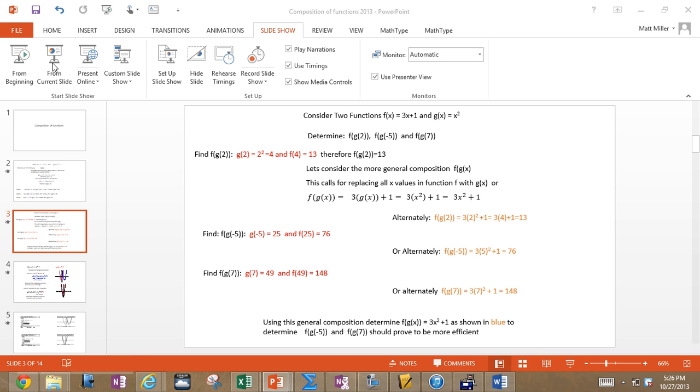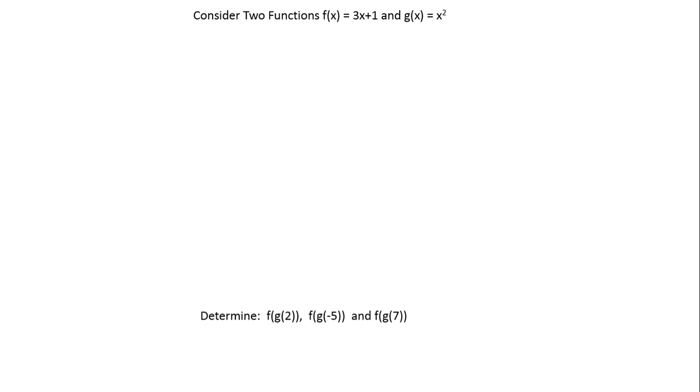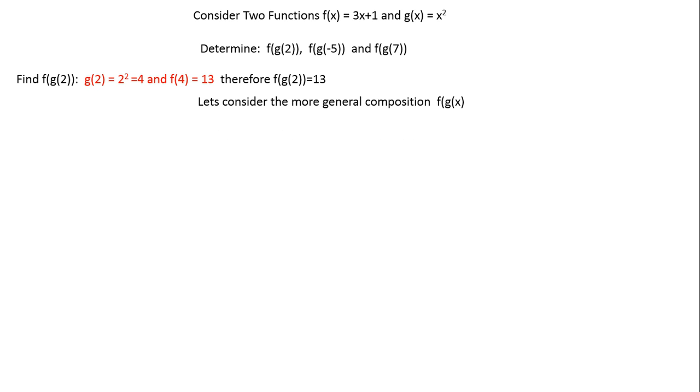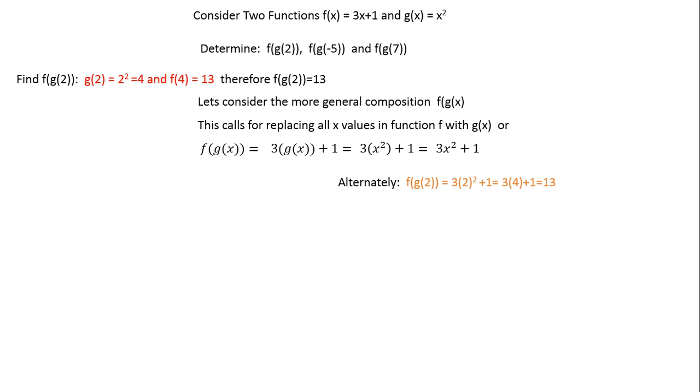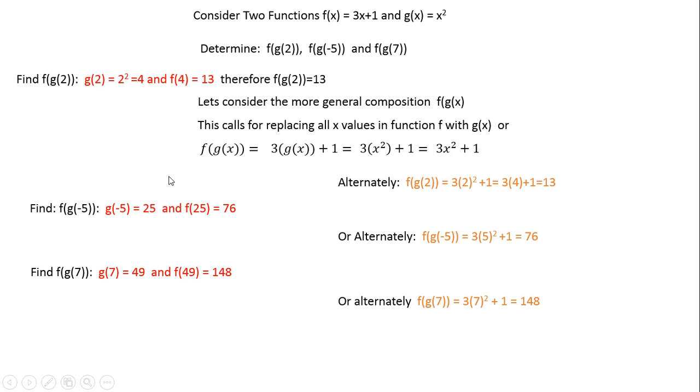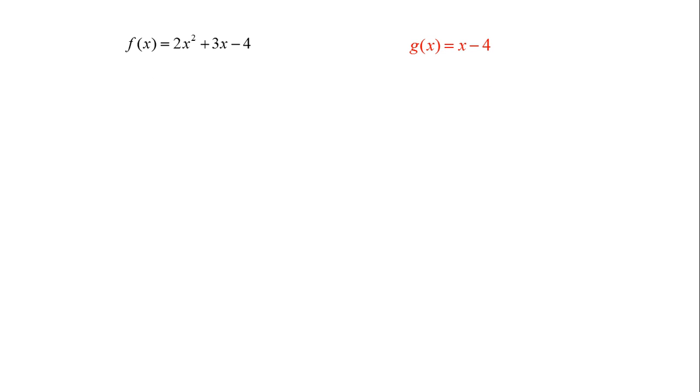Okay, we're going to come back and take a look at further function compositions. We went through this previous slide, which was introducing us to ways of doing the general composition as opposed to compositions with just a single value. Okay, and that's where we're going to break off from here. So we're going to take a look at these two functions: the quadratic f of x equals 2x squared plus 3x minus 4, and g of x is x minus 4.